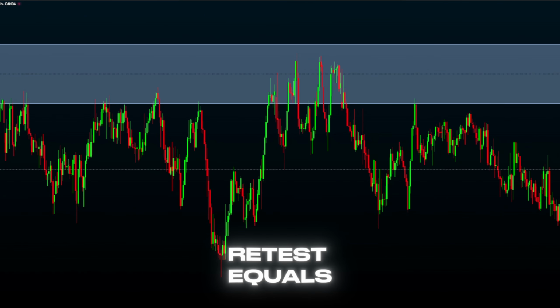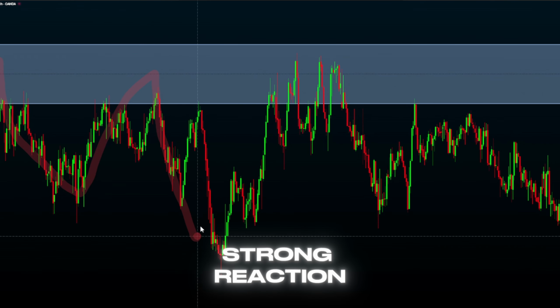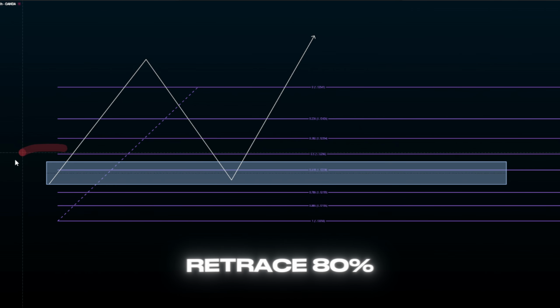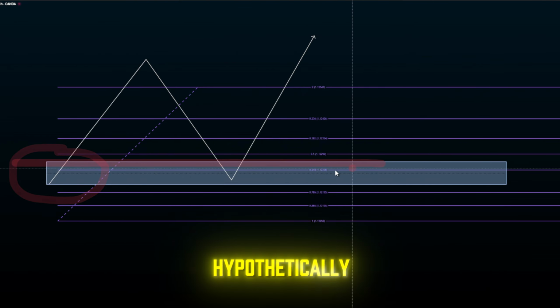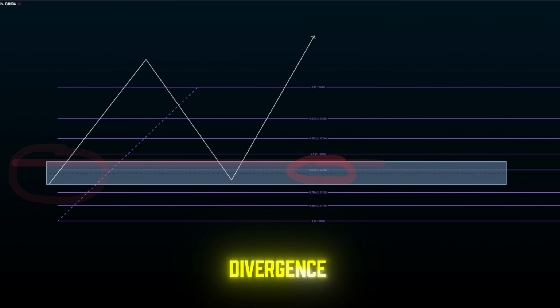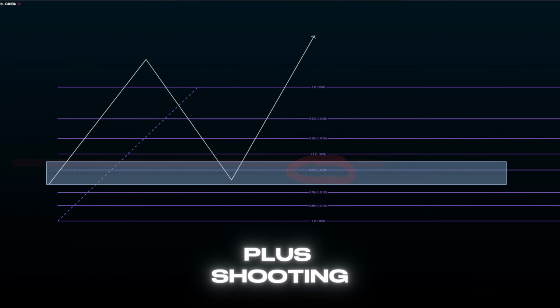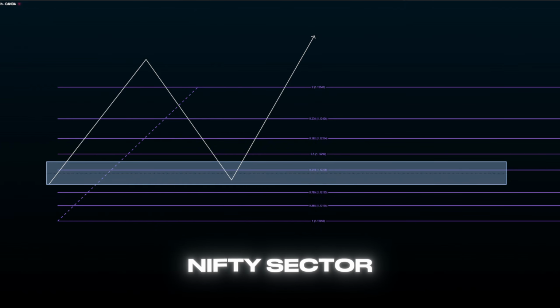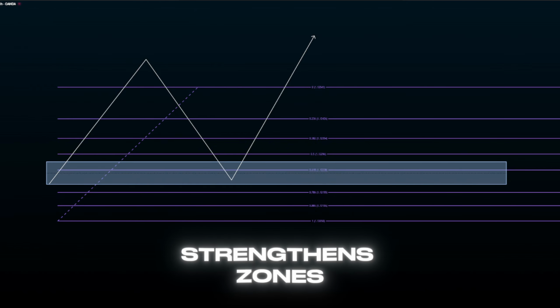Volume, high retest equals absorption, strong reaction. Fib, demand at 61.8%, retrace 80% odds. Hypothetically, supply retest with divergence, high price, low volume plus shooting star equals 78% drop. For Bank Nifty, sector news like bank earnings strengthens zones.